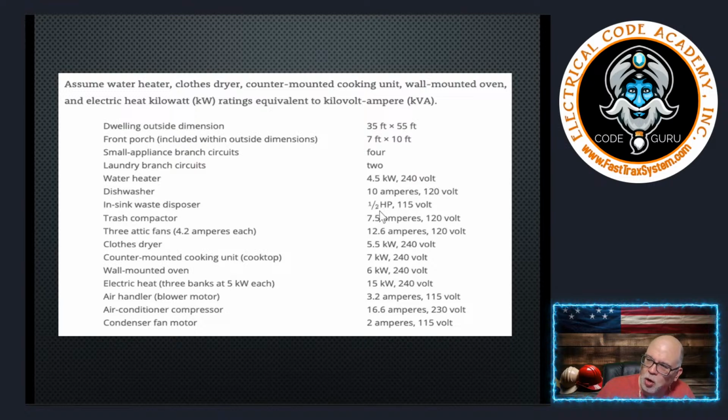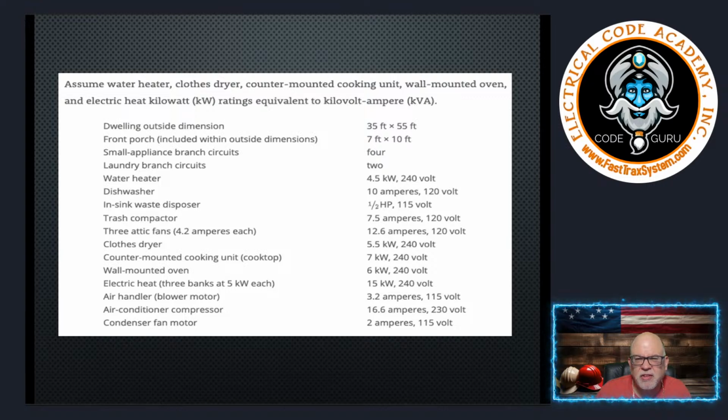Next, we have an in-sink waste disposer, and this one is given to us in horsepower. And this is the only one today that's given to us in horsepower. But it's good that we look at this one because I'm going to show you how to convert this and get it to VA when you may have something in horsepower given on your electrical exam, all right? And in the real world, you're still going to have to do the same thing. You're still going to have to take a horsepower and convert it to get a VA value so that you can do your load calculation, okay? Makes sense?